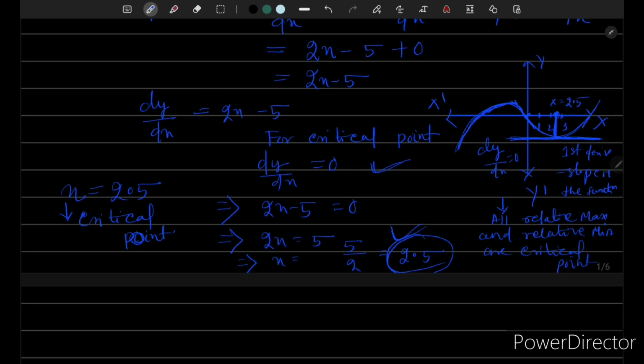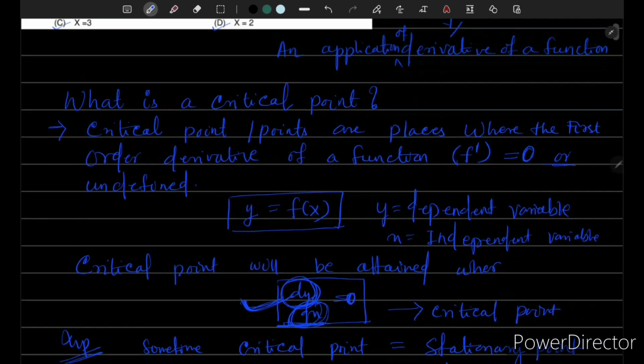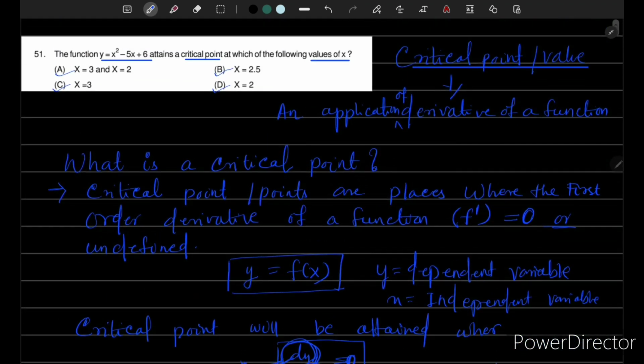So I hope you all got the answer to this question, and here the answer is option B, that is x equals 2.5. That means for x equals 2.5, we can get a critical point for the function y equals x square minus 5x plus 6. So the answer is option B, that is x equals 2.5.